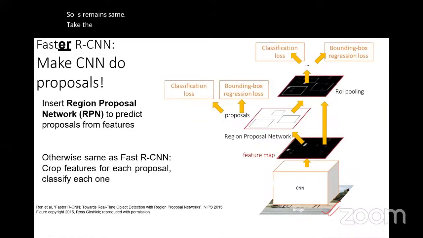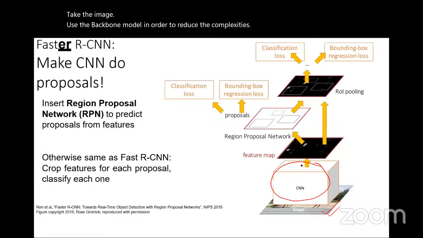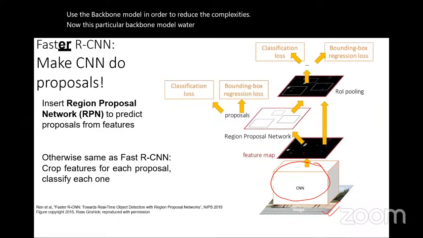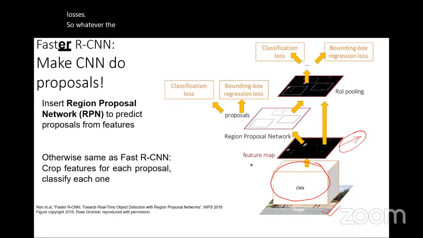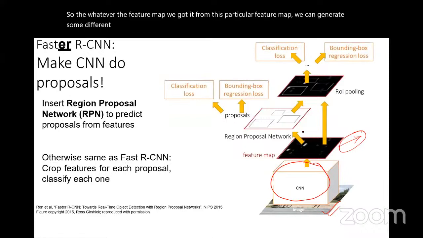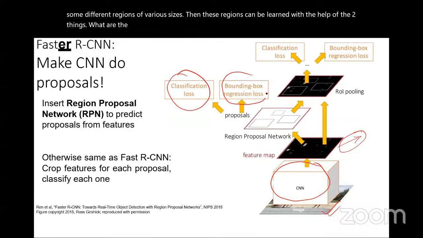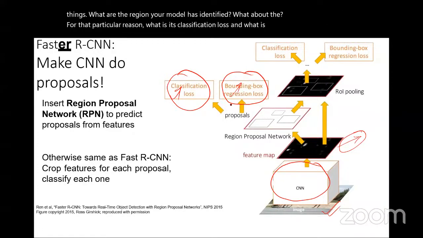So the idea remains the same. Take the image, use the backbone model in order to reduce the complexities. Now this particular backbone model, whatever output we got, instead of passing this to some selective search algorithm, let's try to learn the features with the help of the same losses. So from the feature map we got, we can generate some different regions of various sizes. Then these regions can be learned with the help of two things. What regions has your model identified? And for that particular region, what is its classification loss and what is its bounding box loss?